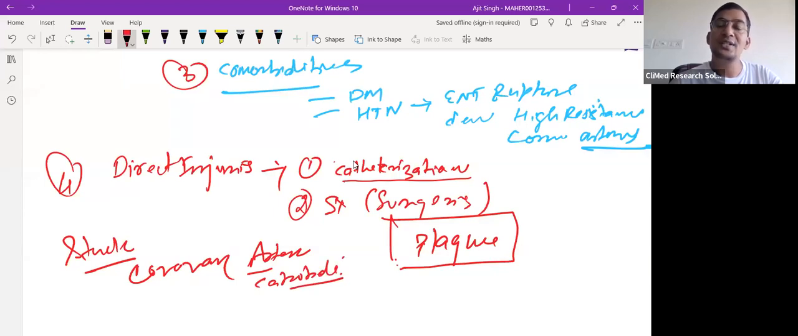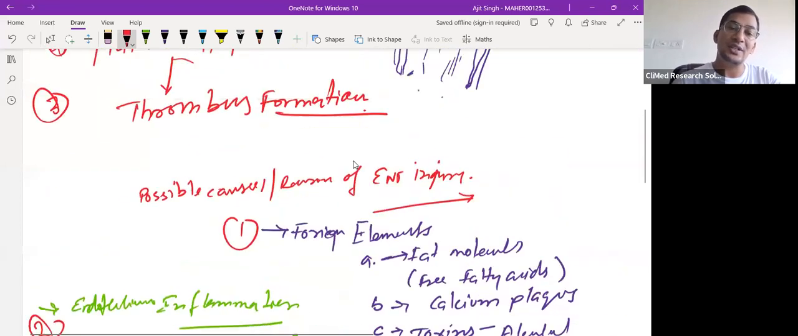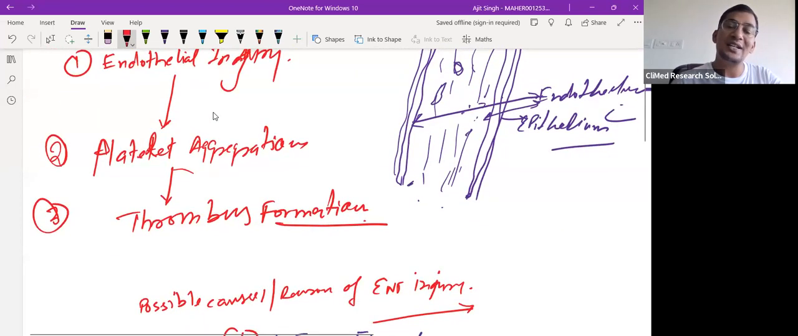So what it does, it gets stuck there, and it gets to the second phase that I am going to come to now. Okay, so first thing is endothelial injury, and after endothelial injury, the second thing is platelet aggregation. Okay, second thing is platelet aggregation, right?